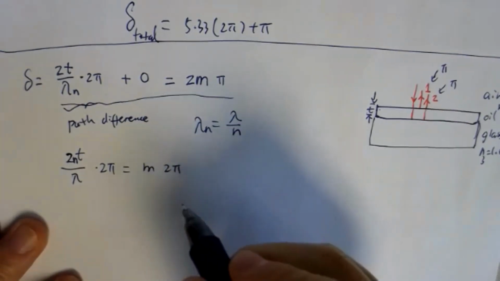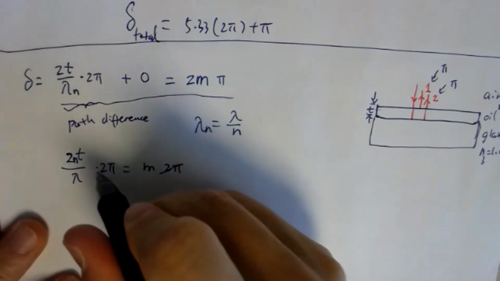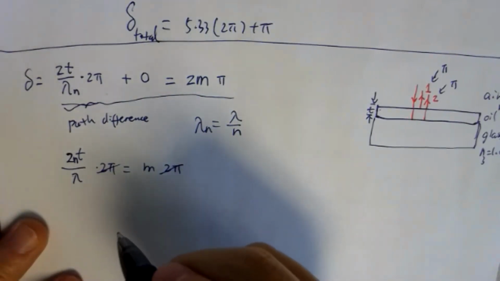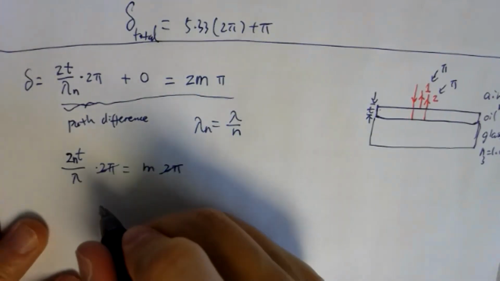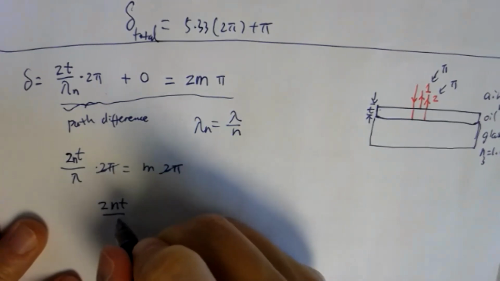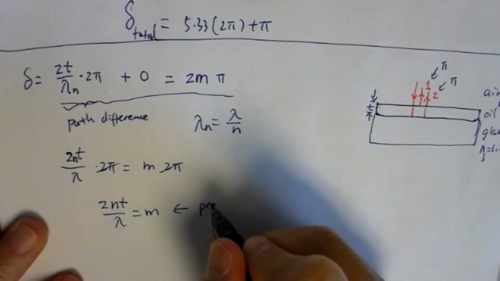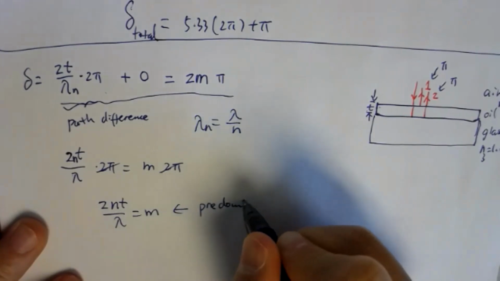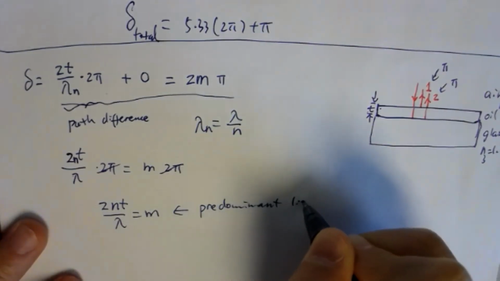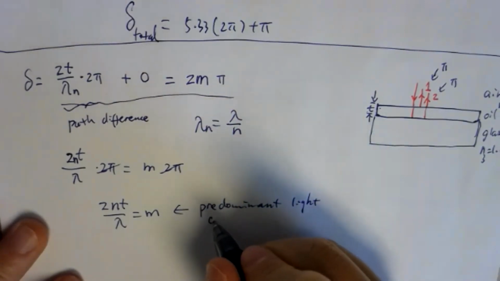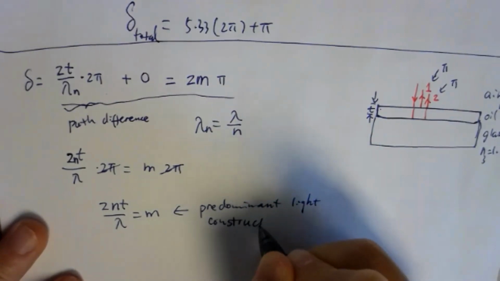So the 2 pi will cancel, and you would have 2nt over lambda equal to m for the predominant light, or the light that has constructive interference.